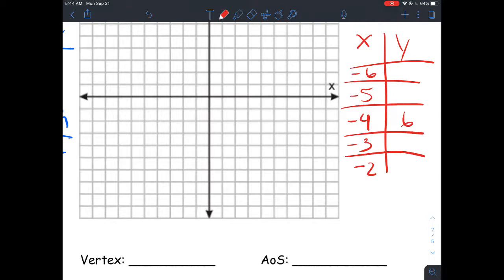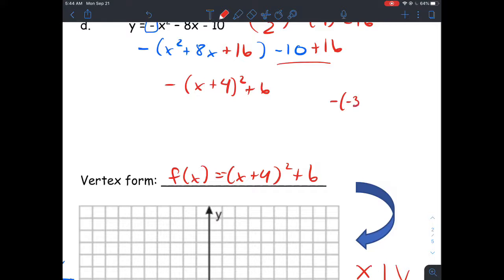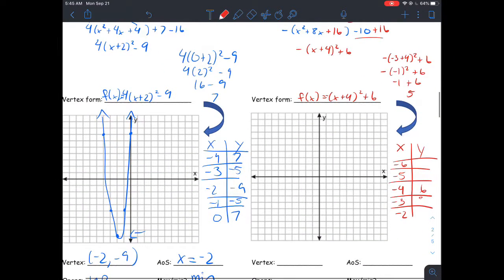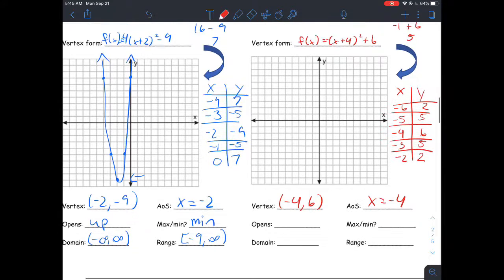So again, feel free to go ahead and plug these into Desmos. I'll go ahead, I will plug in negative 3. So we get negative 3 plus 4 squared plus 6. So we end up with negative 1 squared plus 6, which gives us minus 1 plus 6, which is going to give us 5. All right, and then if we plug in a negative 2, we end up with an answer of 2. So we can reflect our points. And our vertex is negative 4, 6. Axis of symmetry is going to be x equals negative 4. Remember, it's always x equals your x term of your vertex.